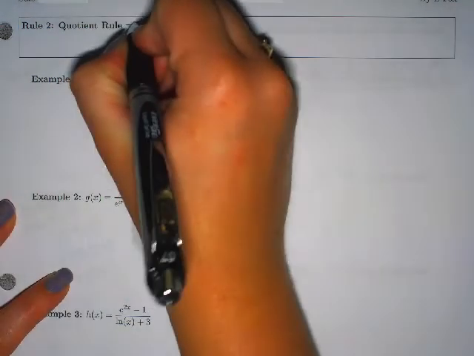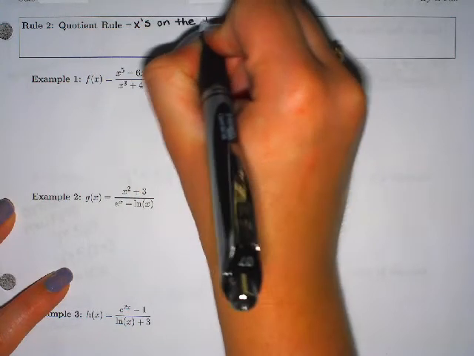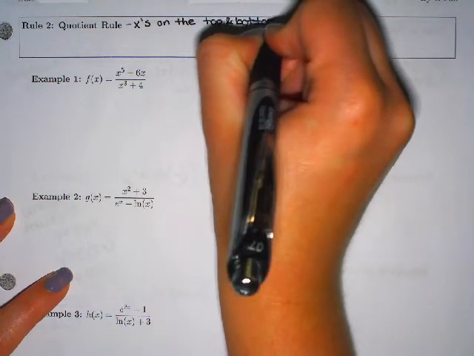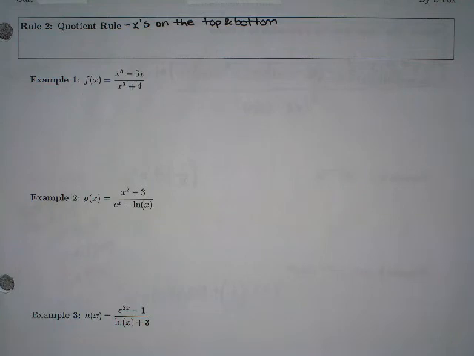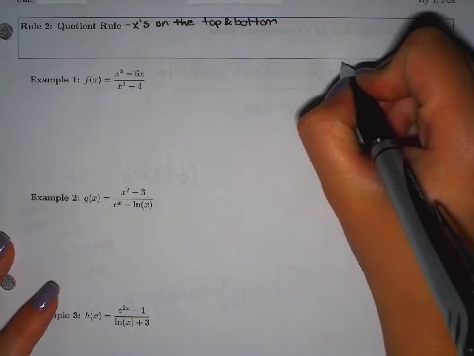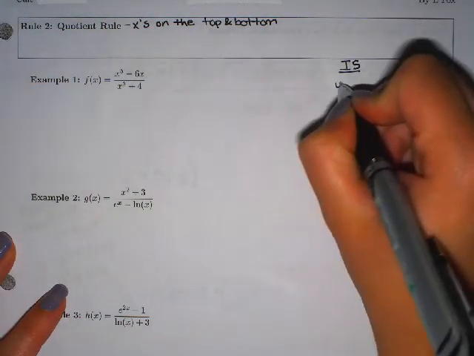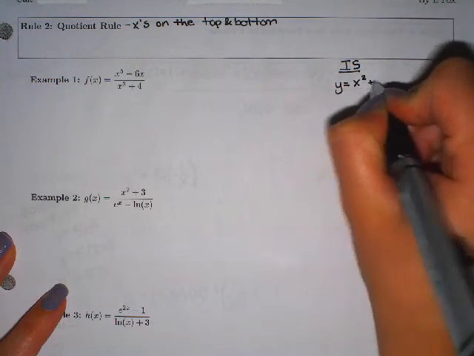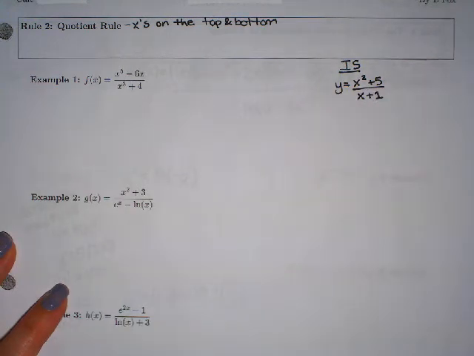This has x's on the top and bottom of a fraction. So I think it's easier to recognize than the product rule is. But again, because it's the longest rule we have, you don't want to use it unless you absolutely have to. So something that is a quotient rule would be something like y equals x squared plus 5 over x plus 1. Has x's in the top and the bottom.